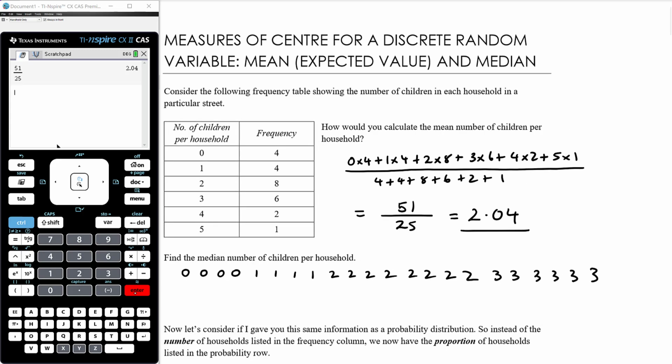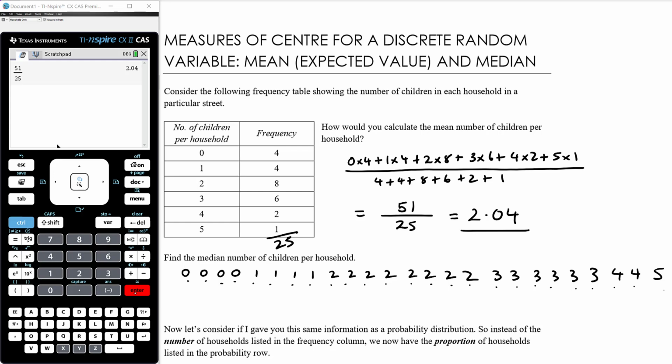There were a further 2 households with 4 children, and there was 1 house with 5. So we should now have a list of 25 numbers. We worked out that total frequency earlier. Okay, 1, 2, 3, 4, 5, 6, 7, 8, 9, 10, 11, 12, 13, 14, 15, 16, 17, 18, 19, 20, 22, 23, 24, 25.